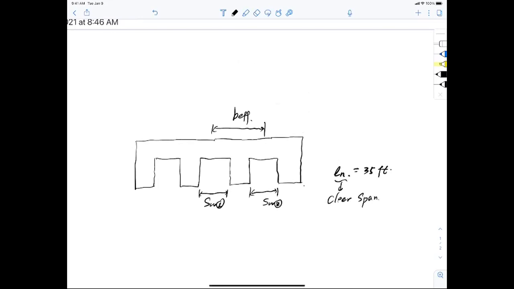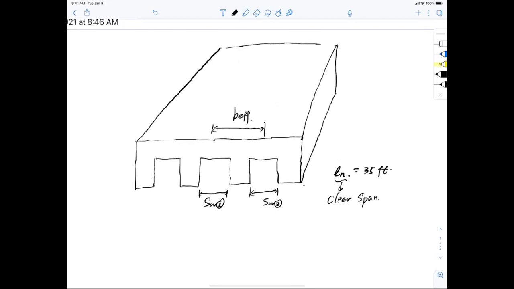Okay, so where is this clear span? It's actually along this direction. Now, we briefly showed this in the lecture, but probably did not explain in depth. So the distance is right here. And actually today I'm going to show that in the one-way slab, but this is LN, a clear span.